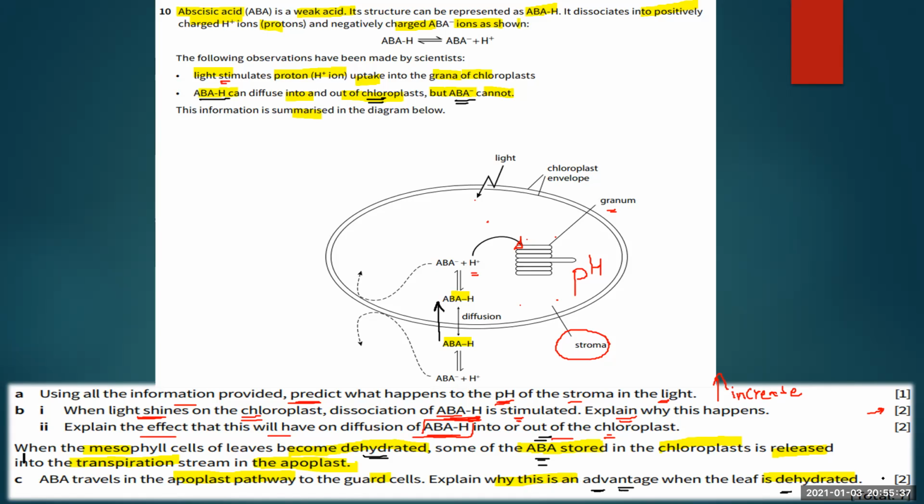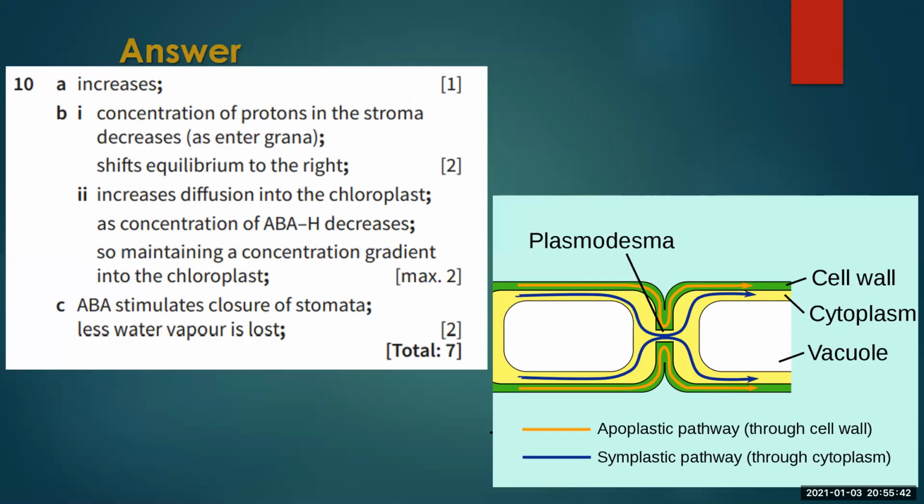For 2 marks. So this question is from your book, right? And let me show you the answer key also. So here's the answer key. And this is just to show you different pathways. The one in orange that you see here is the apoplastic pathway, right? So it happens through the cell wall. And the other one is the symplastic pathway, which is happening through the cytoplasm. Just to give you an idea, I've already done this in AS, but just to recall, because this ABA travels through the apoplastic pathway through the cell wall, right?